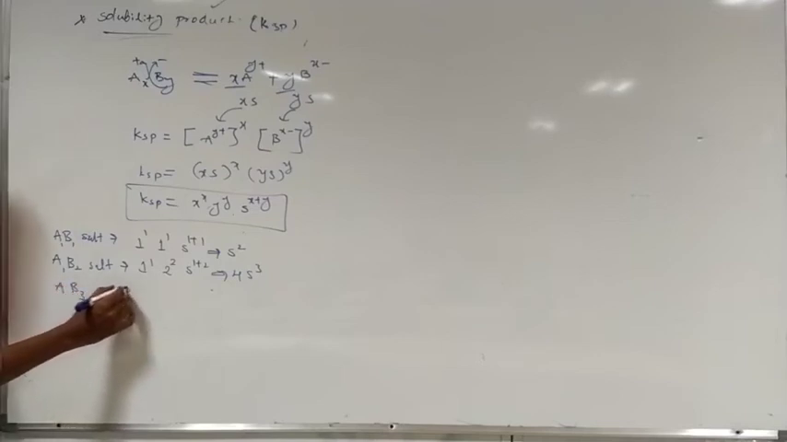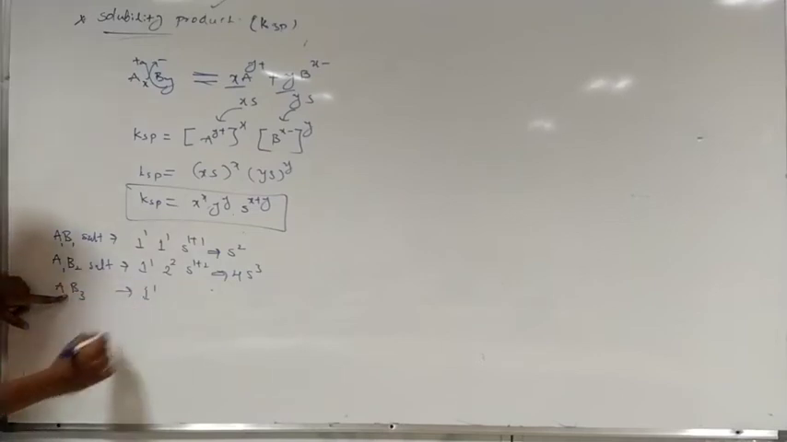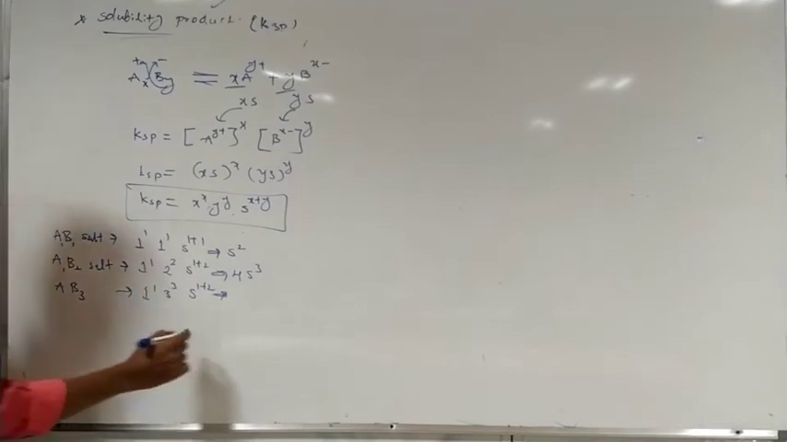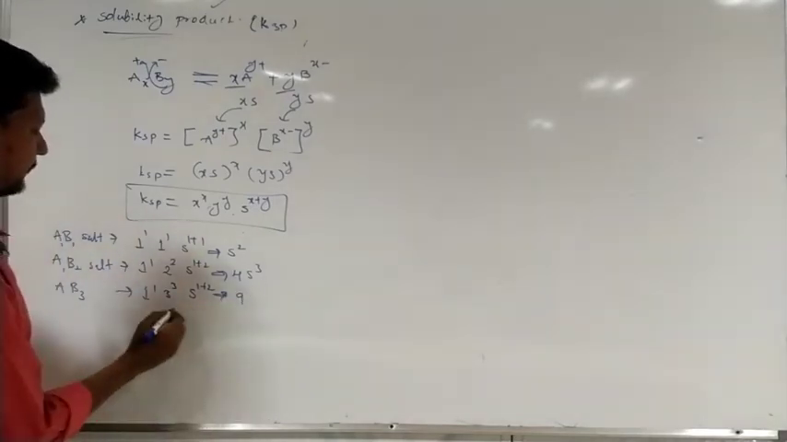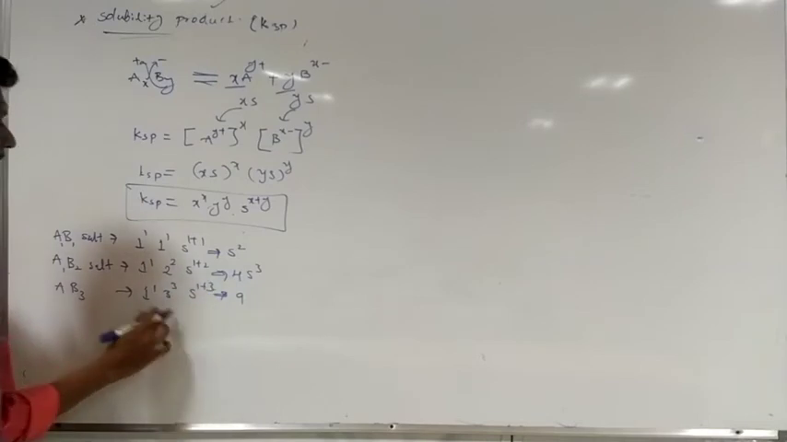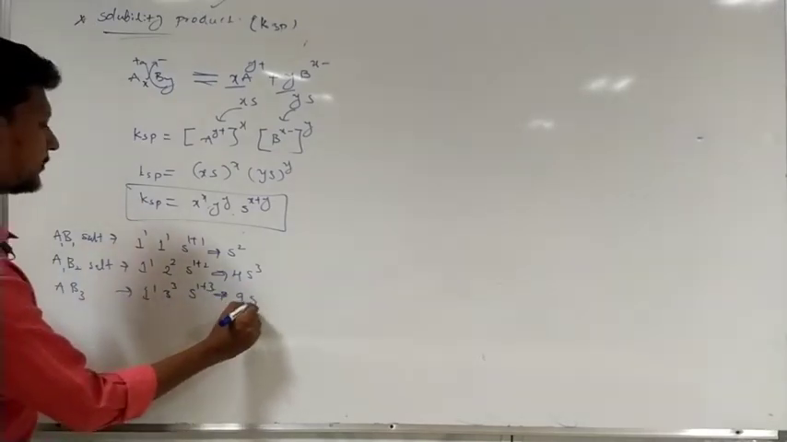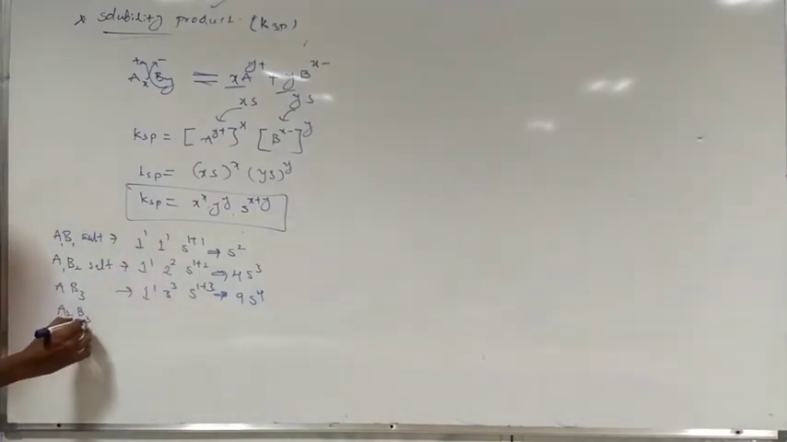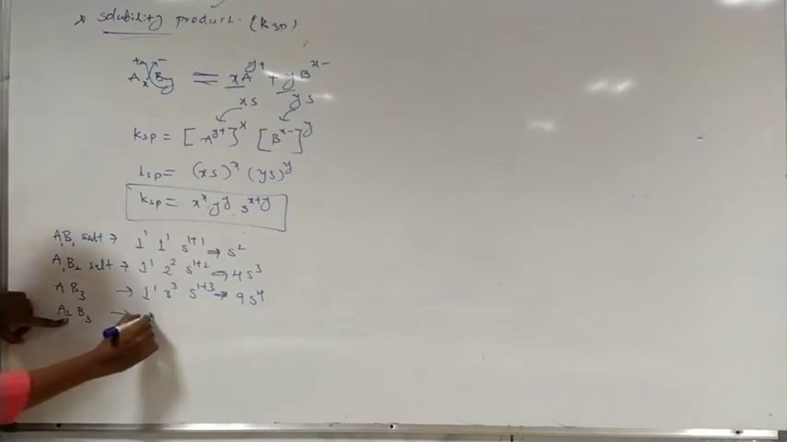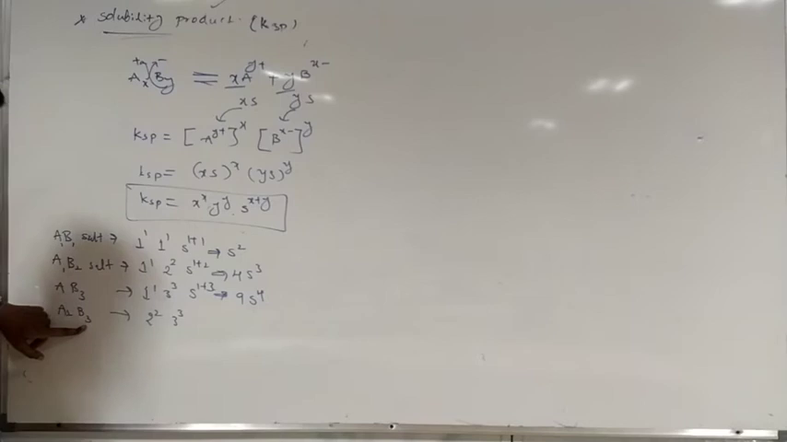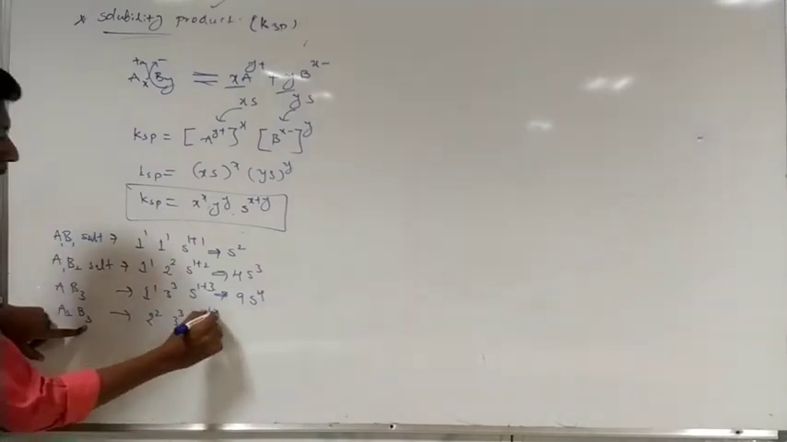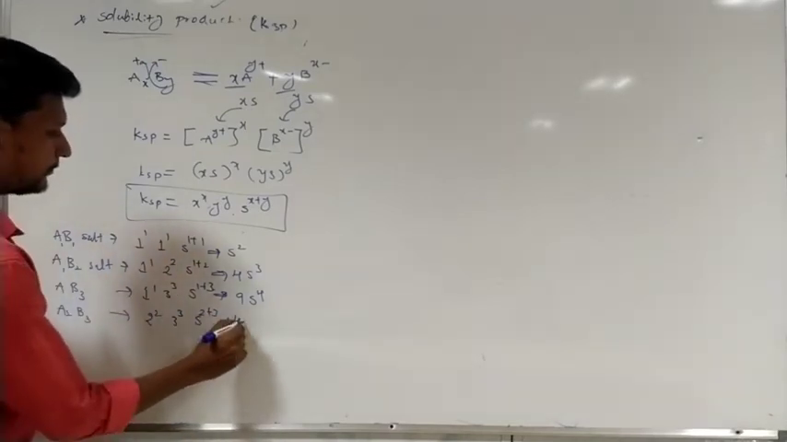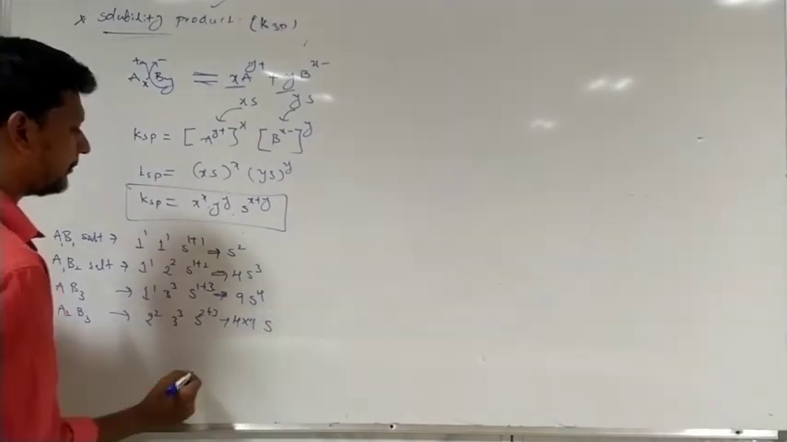And for the A B 3 type salt, this is 1 to the power 1, here 3 to the power 3. S to the power 1 plus 3 means how much? Here 9, S to the power 4. Like this manner. And next one is the A2 B3 type. Now here 2 to the power 2 and 3 to the power 3, and here S to the power 2 plus 3. Here 4 into 9, S to the power 5.